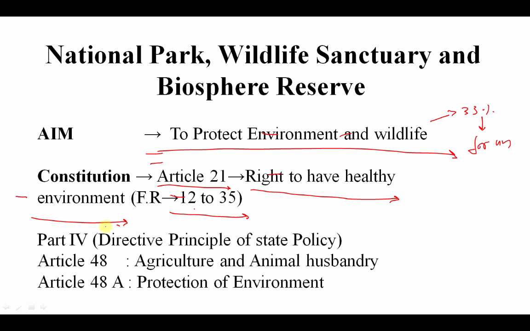In Part 4 of our Constitution, the Directive Principles of State Policy, Article 48 says agriculture and animal husbandry. A state has to promote agriculture and animal husbandry, and this is correlated to national parks and wildlife sanctuaries. Article 48A says protection of the environment. A state or government should protect the environment of the nation. That's why the Constitution directs the government to provide facilities and to protect the environment.